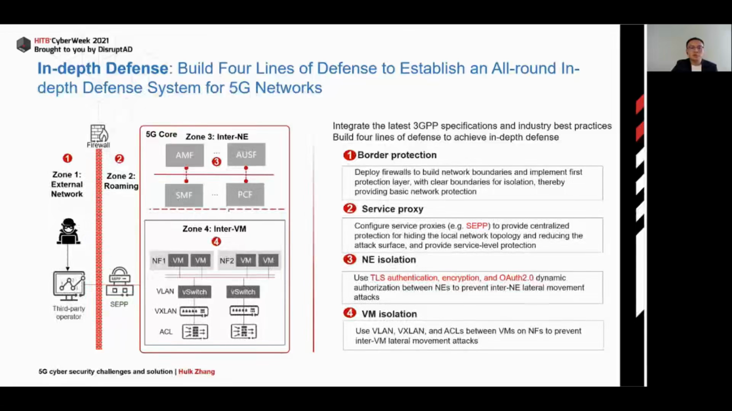And the third layer protection is located in the network equipment. Each network equipment should not be accessed directly, and the communication among them must be protected. And the last one is for the isolation of virtual machines. In summary, those 4 kinds of protection layers are boundary protection, service proxy, network equipment isolation, and virtual machine isolation.